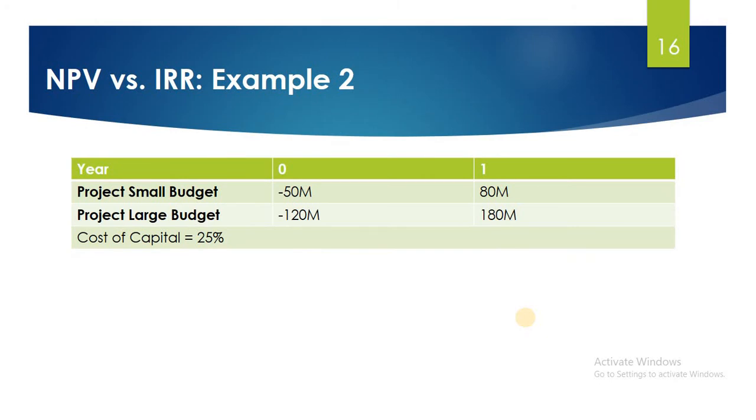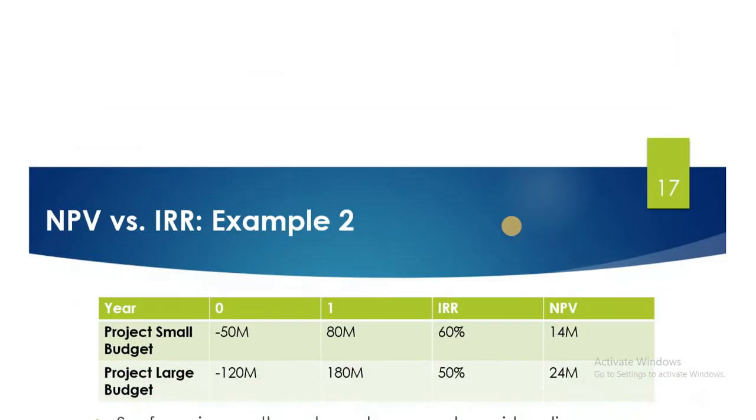Here is another example. We have two projects here, a small budget project and a large budget project. The small budget project requires $50 million investment and the large budget project requires $120 million investment. The small budget project will generate $80 million cash flow in year 1 and the large budget project will generate $180 million cash flow in year 1.